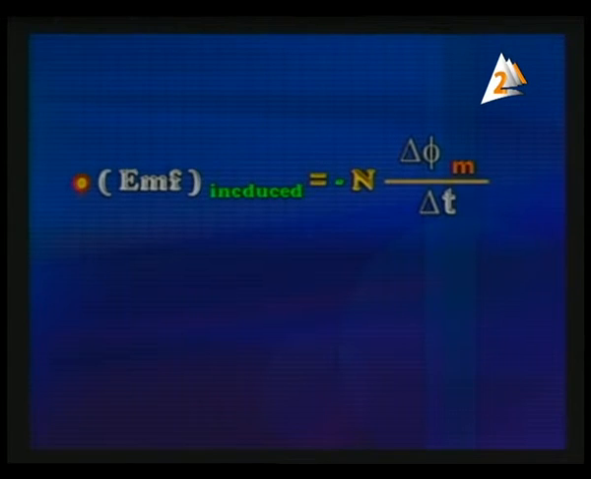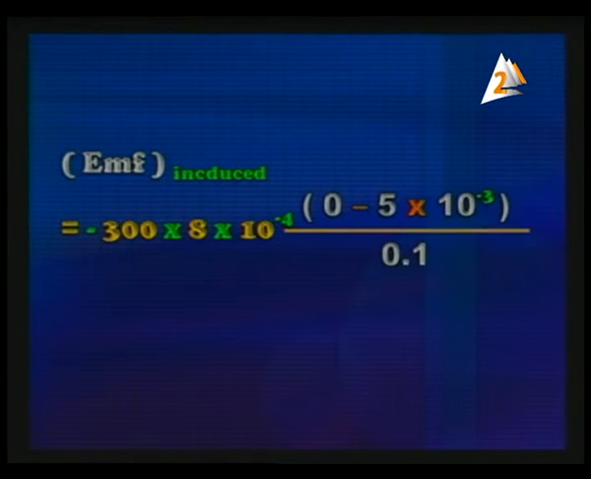And finally, when the coil is moved away from the field, using the same rule, now the coil is subject to the field and is removed from it. So we've got a change of phi. So number of turns 300, area 8 times 10 power negative 4. Final flux is equal to 0, initial 5 times 10 power negative 3 over 0.1. It is equal to 0.012 volt.